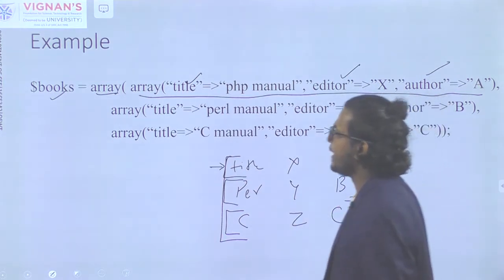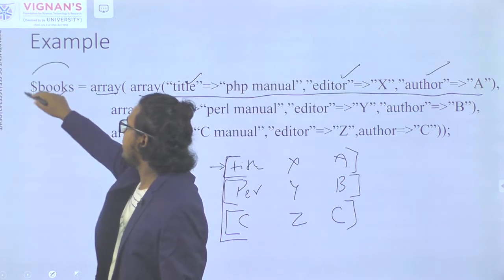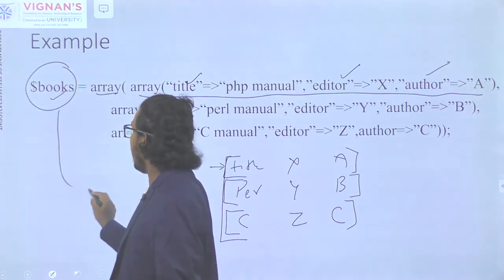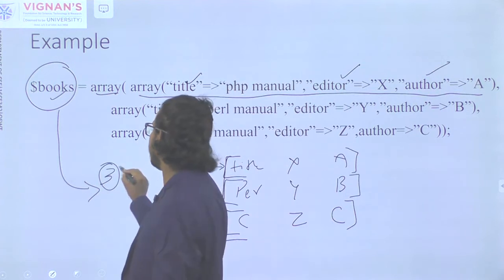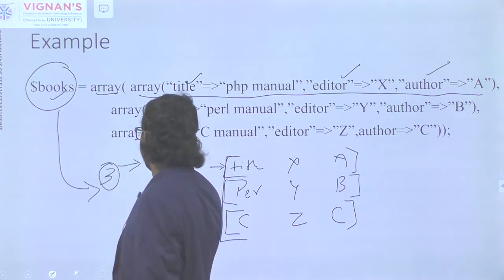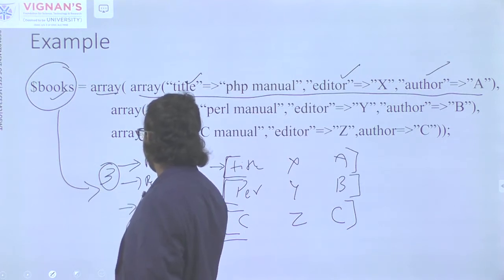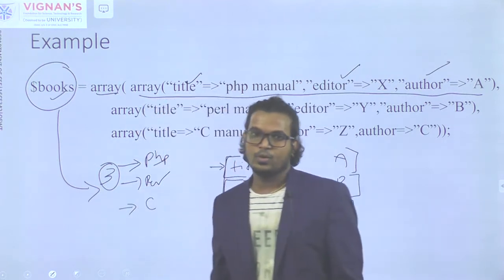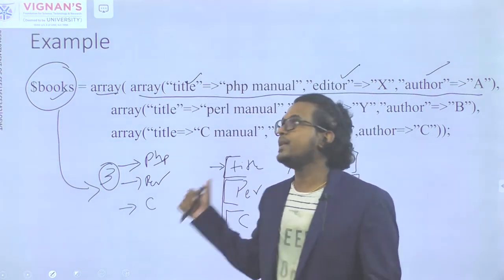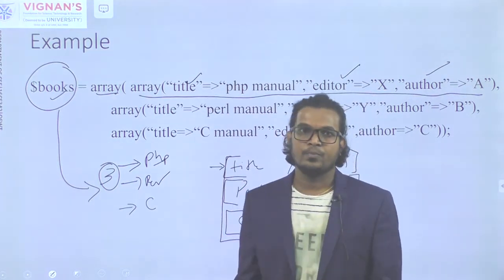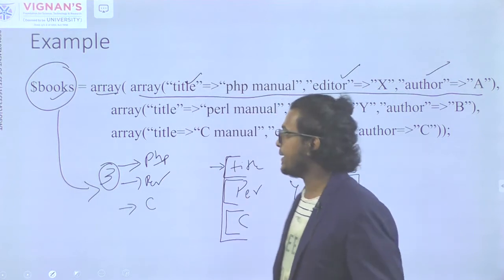The name of my array is books. In this books array, I have 3 arrays: the first array for PHP, the second array represents the Perl language, and the third array represents the C language. So in a single array we are storing multiple arrays, and that is called a multi-dimensional array.